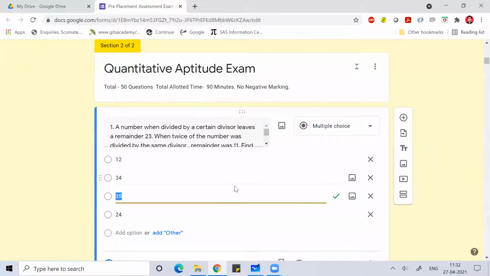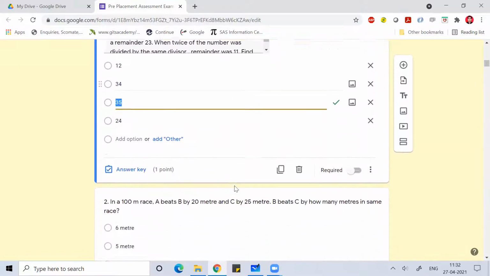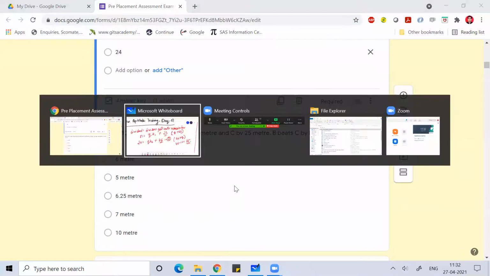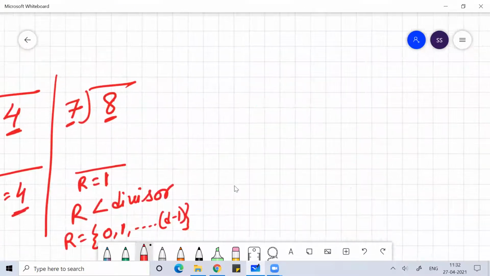Very simple. Okay. Next question. In a 100-meter race, A beat B by 20 meters and C by 25 meters. B beat C by how many meters in the same race? Anyone having doubt with this question? How many of you know how to do this question number 2?